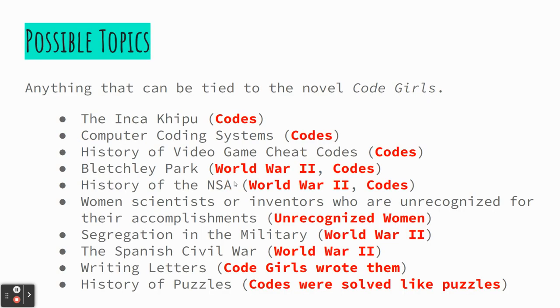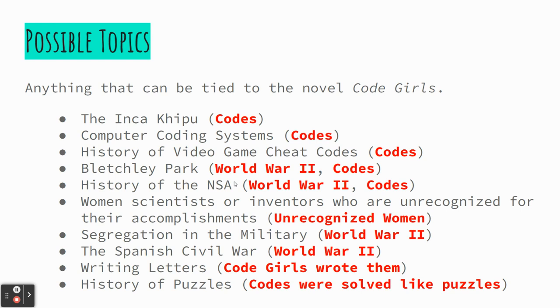I have some possible topics. The Inca Quipu was all about a code. Computer systems are all about codes. Video game cheat codes are all about codes. And are they somehow things that you would break, things that you need to go through and understand fully? What's the link to the codes that were in Code Girls?